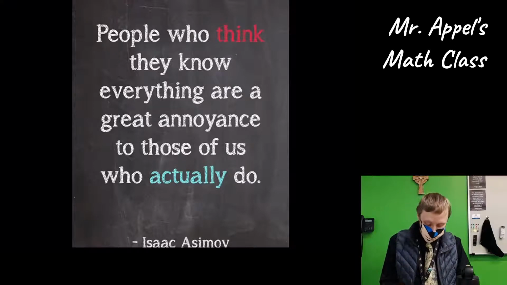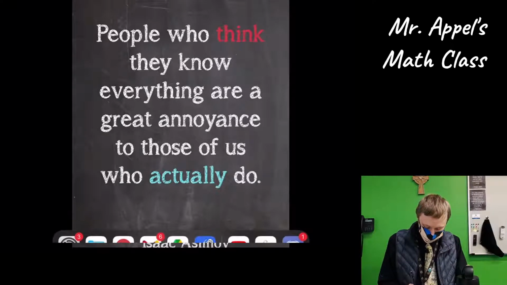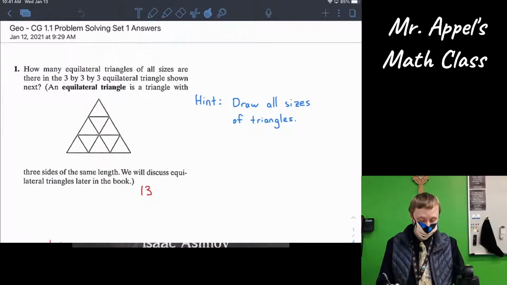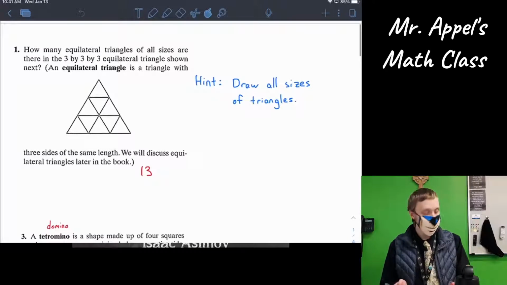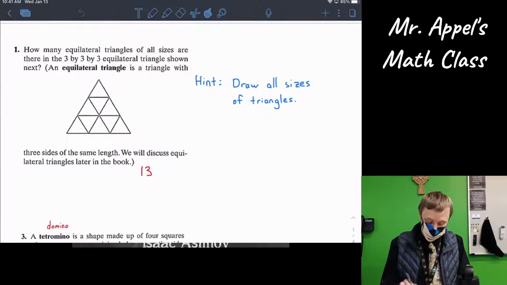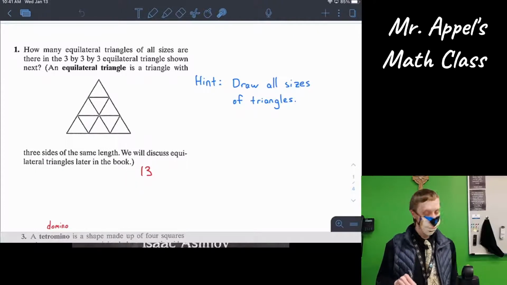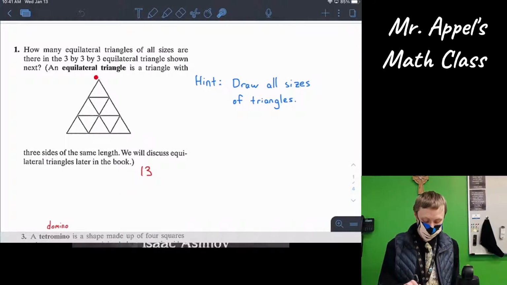All right. So then, without further ado, here are the answers for problem set 1. How many equilateral triangles of all sizes in this 3 by 3 by 3? 13. 13 total triangles of large, medium, and small. Don't forget the ones that are upside down.